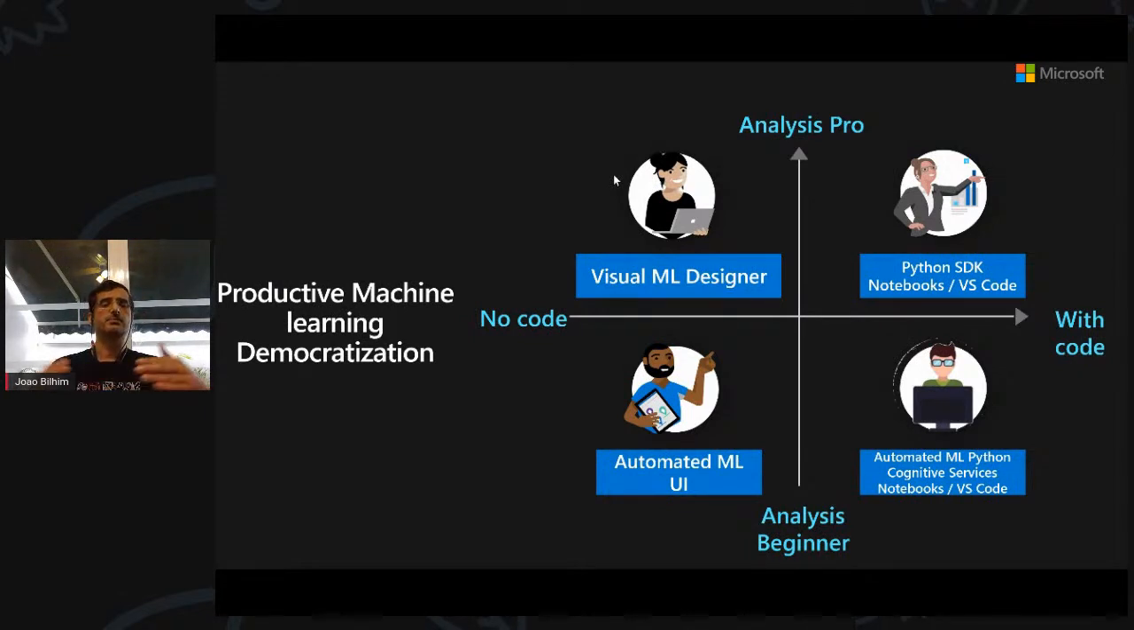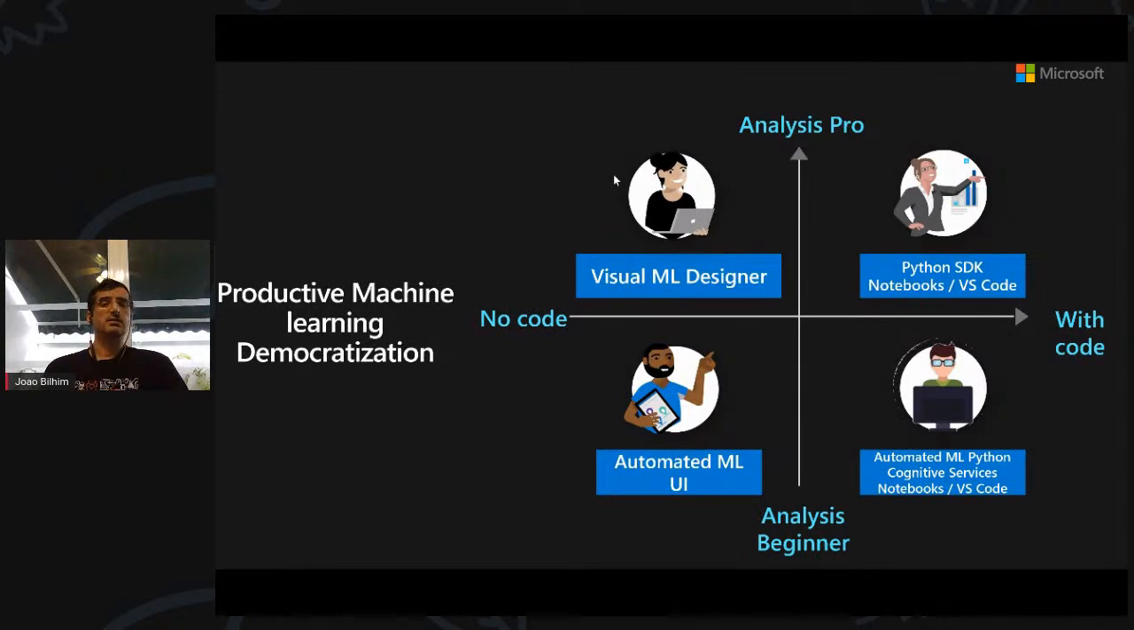So if you look at this spectrum, which shows a preference from no code to with code, and from beginner analyst to analyst pros, think of the vertical axis almost like a level of familiarity with data science and machine learning. On the top left, you'll have people that are data scientists, but they don't prefer to code. So there's a visual designer in which you can do all the data managing, build your models, train your models, and deploy your models, all using a UI.